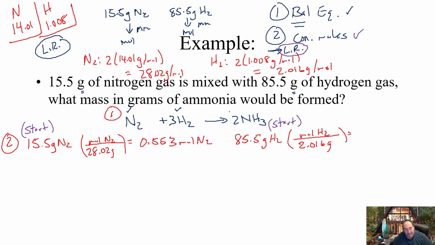So 2.016 is actually the proper molar mass there for H2. So let's do that. 85.5. Thank you for politely yelling at the screen, and hopefully you didn't wake up any neighbors. 42.4 moles of hydrogen. That looks a little bit better.